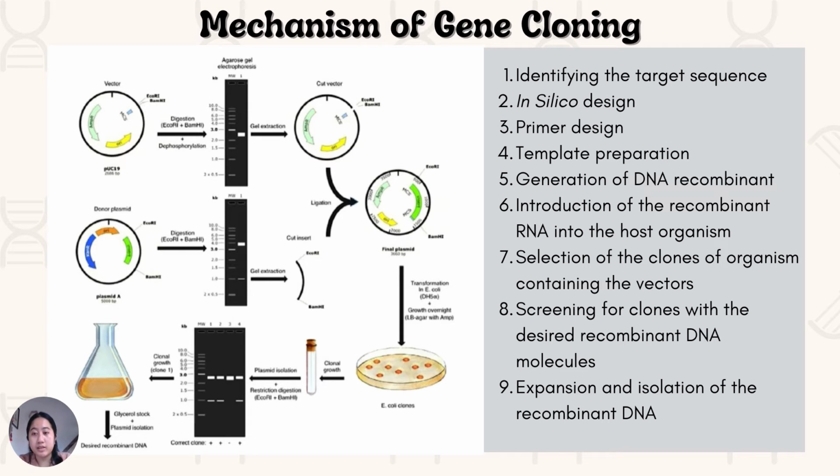The last step, which is the ninth step, expansion and isolation of the recombinant DNA. In this step, the bacterial clone carrying the desired recombinant DNA is expanded in liquid culture to amplify the plasmid after screening, and by using appropriate protocols or commercial kits, the amplified plasmid can be extracted and purified.